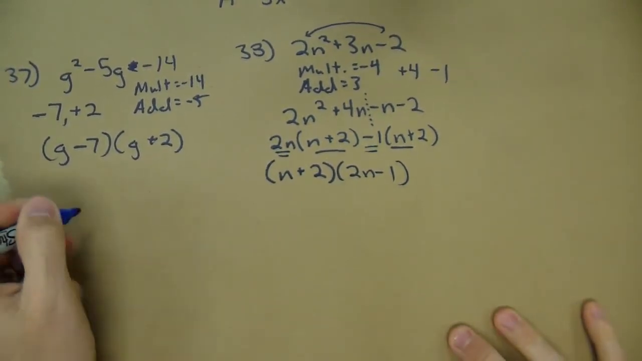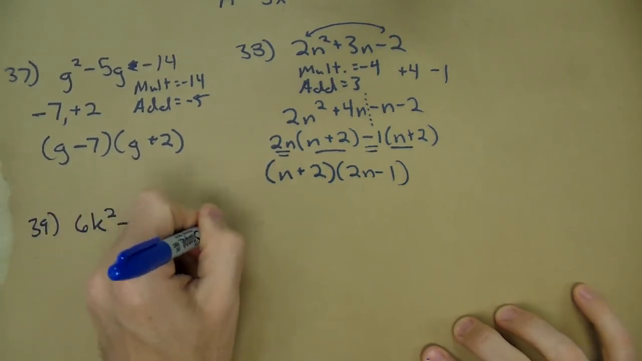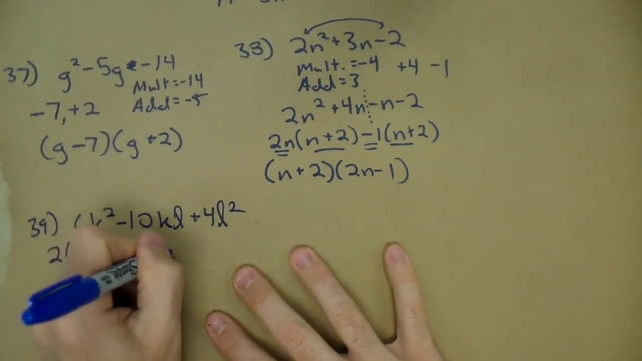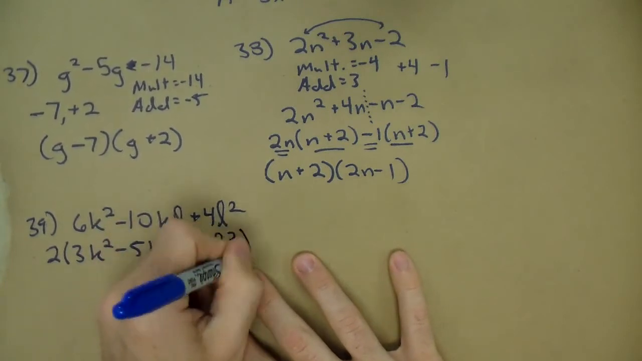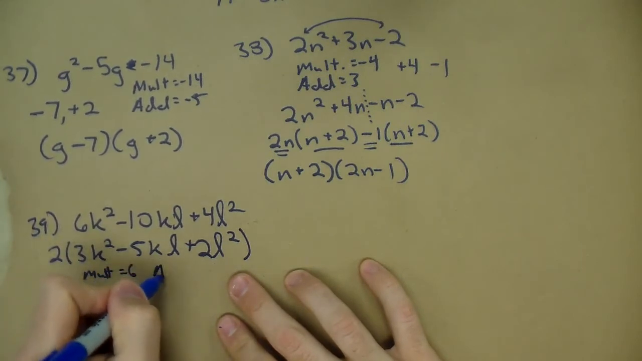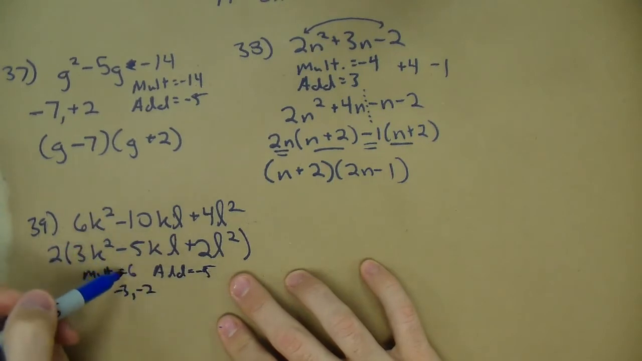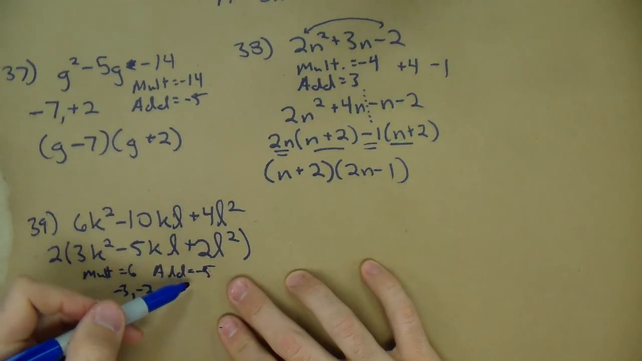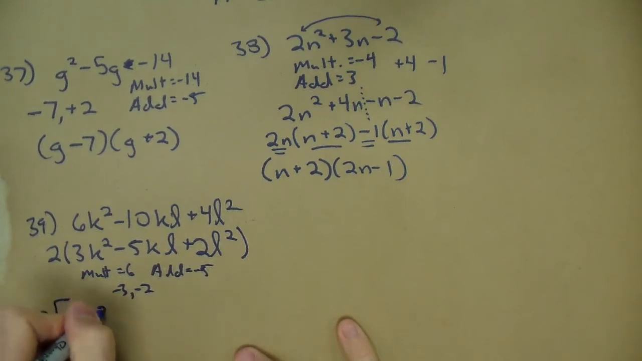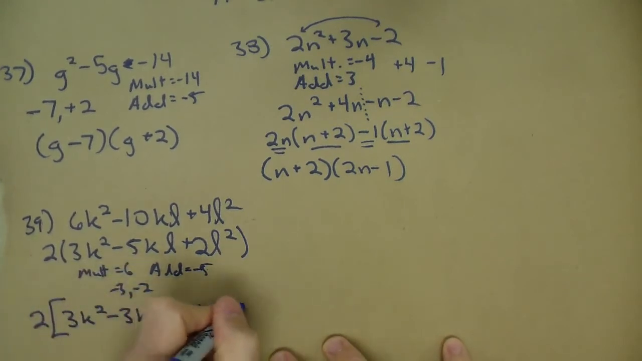For 39, we have 6k squared minus 10kl plus 4l squared. I can factor out a 2 from all of these to start. Once that's out, I'm looking to multiply to 6, add to -5. So I'm going to use a -3, -2, because if I'm multiplying to a positive, it should be both positive, both negative, but I need to add to a negative. So tag the 2 along. It's going to be a 3k squared minus 3kl minus 2kl plus 2l squared.